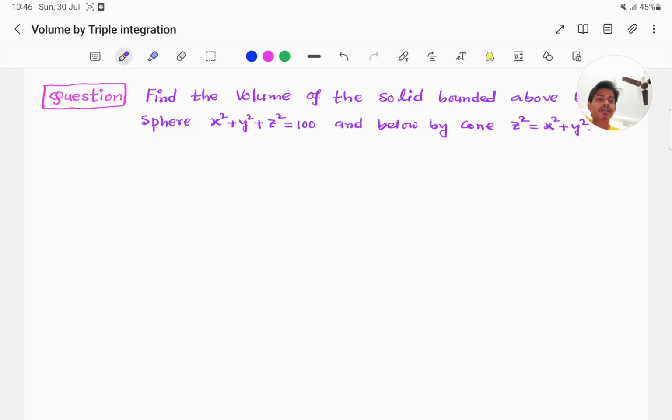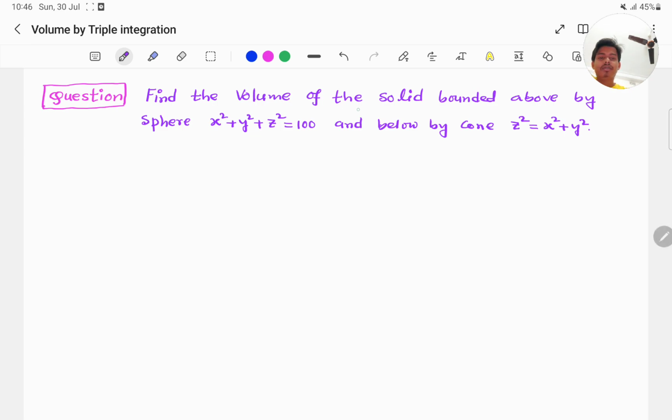So today we are going to do the application of triple integral. By using triple integral, we calculate the volume of a solid. So here is the question.